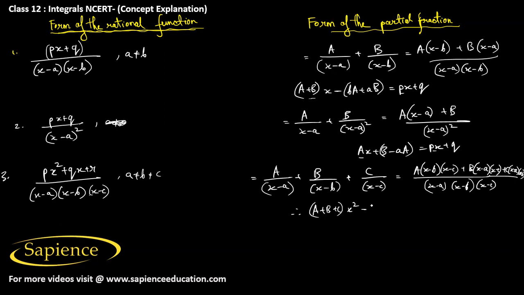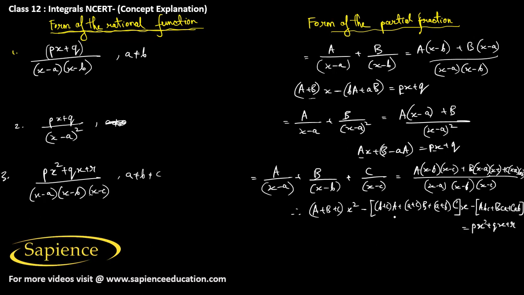Then minus this will be (B plus C) into A plus (A plus C) into B plus (A plus B) into C, that into X, and then minus this will be ABC plus BCA plus CAB. So that will be equal to Px square plus Qx plus R.